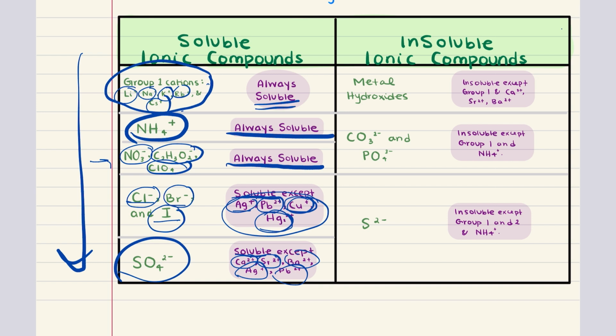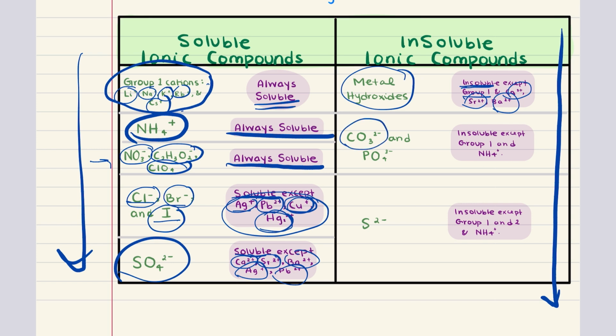On to our insoluble ionic compounds. What are the rules here? Metal hydroxides are always insoluble unless they have a group 1 cation or they're paired with calcium, strontium, or barium cations. Then they are soluble. The next category here, we have carbonate and phosphate. They are insoluble except if they're paired with group 1 cations or ammonium.